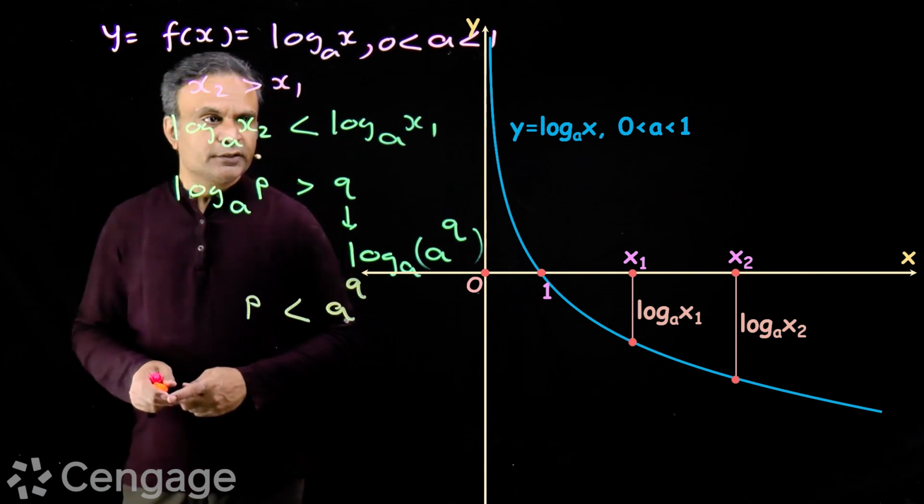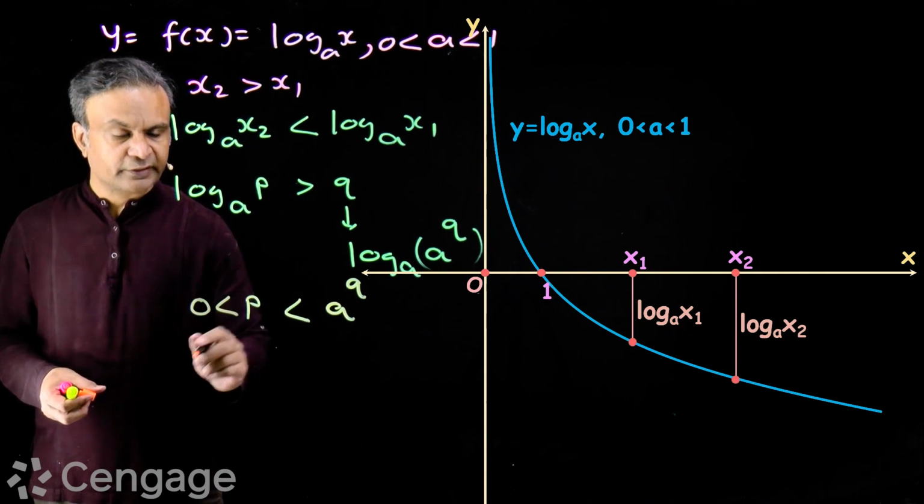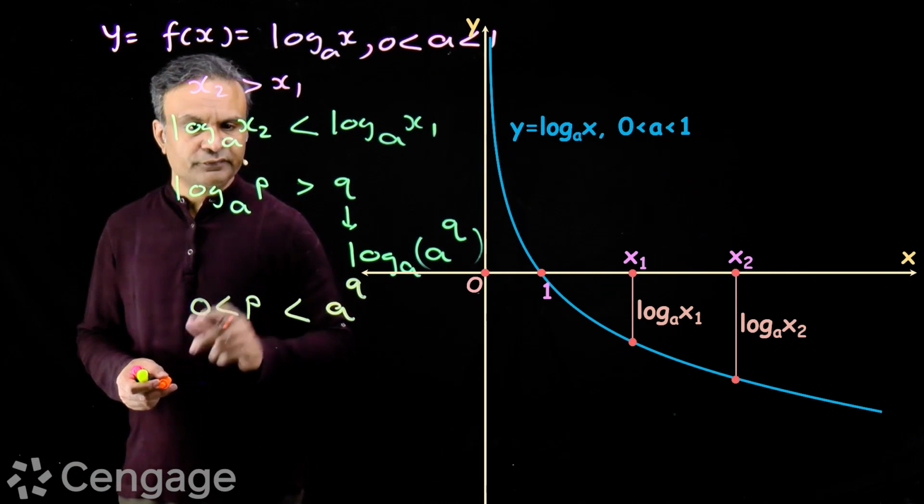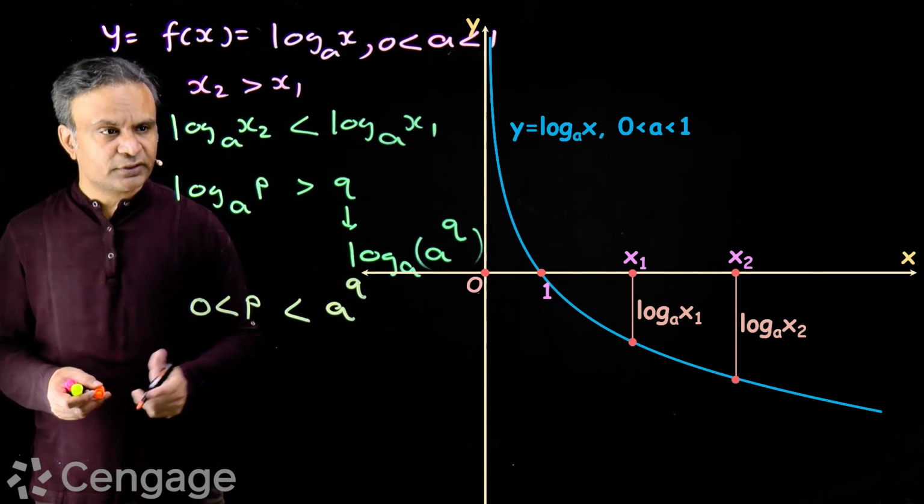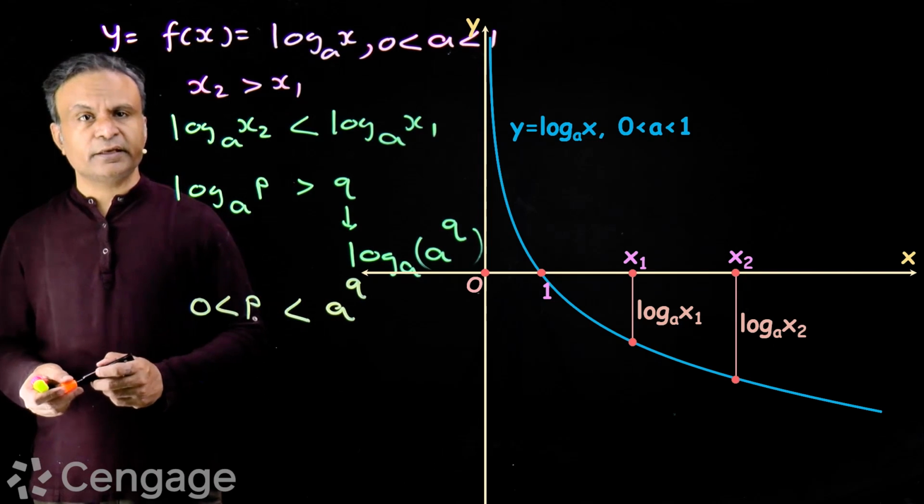ठीक है. Now here p is also greater than 0. P greater than 0 होना चाहिए because log is defined only for positive values. So when we have log p to the base a more than q and base a is less than 1, then p will be less than a power q and greater than 0.